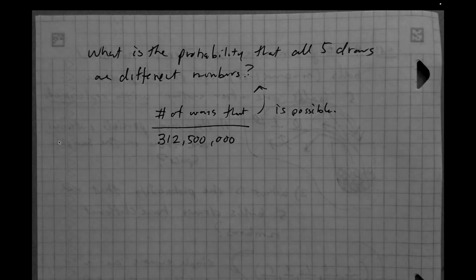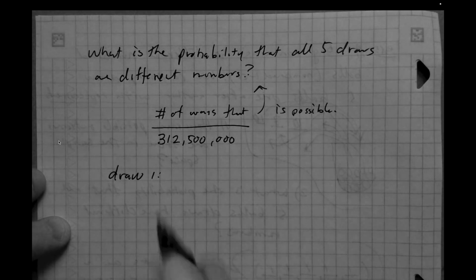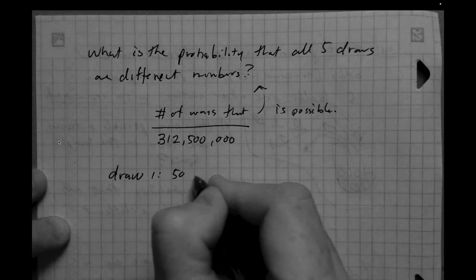Okay, so how do we count the number of ways to do 5 consecutive draws with replacement without getting the same number twice? Well, we just have to visualize this, okay? So let's think about it like this. Draw 1. Well, I've got 50 options, right?